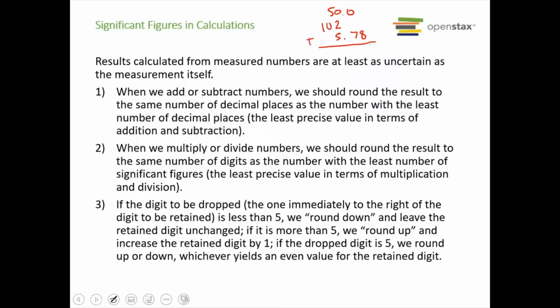So we can add down 107.78. But your final answer should have the same number of decimal places as the number with the least number of decimal places. So if we look at these original numbers, 50.0 has 1 decimal place, 102 has 0, and 5.78 has 2. So our final answer then should have 0 decimal places.